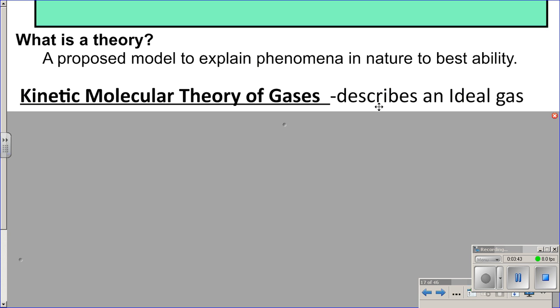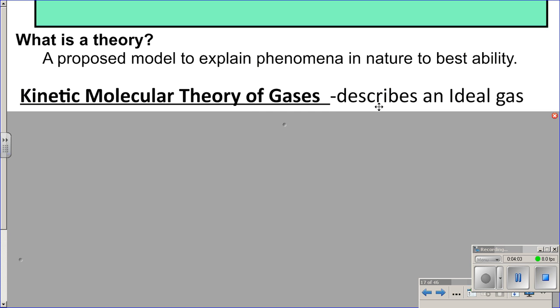So we want to talk about this in terms of a model because we like theories because they help us stay on a straight path when we're explaining things. Okay, so the kinetic molecular theory is the theory that we choose to use for gases.